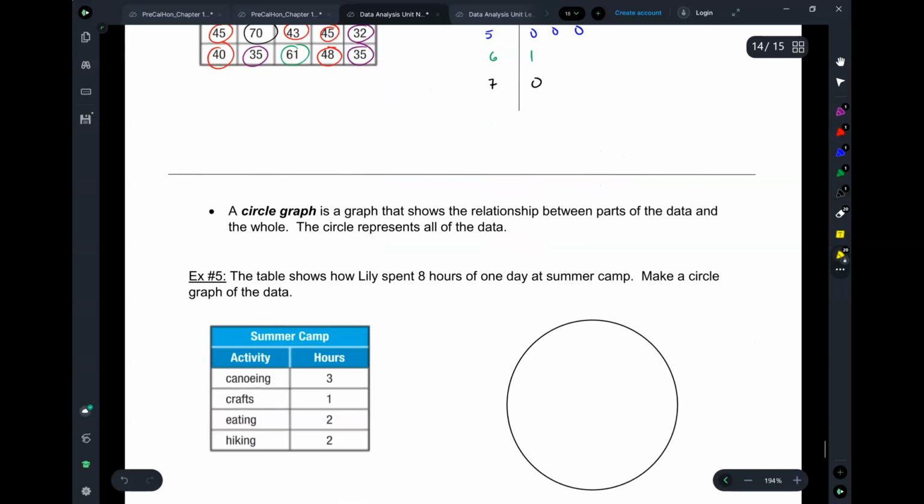Okay, next, a circle graph. You have seen this one as well, I'm positive. This shows the relationship between parts of the data and the whole, all right? So how do you organize your entire time after school? Well, 25% of my time is taken up on social media, 79% of my time is taken up by homework, and so on, right? So it compares bits to the entire time that you are at home.